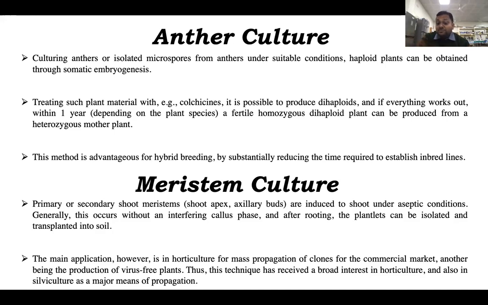This is especially used in cases where propagation of a plant is difficult. Say we transport a plant from a very, very cold country, and we are not able to propagate it here. You can use meristem culture as one of the techniques for propagating the plant here, to take it to the next generation if they are not able to flower and set seeds over here. You can use meristem culture to propagate it.